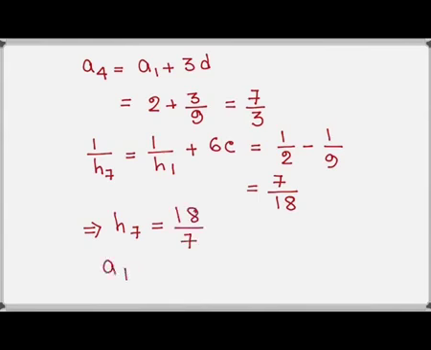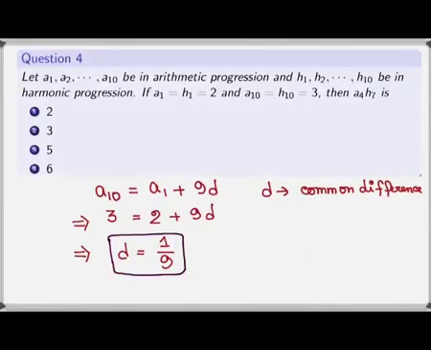Therefore the value of A4 into H7 is 7 by 3 into 18 by 7, and this is equal to 6. So the value of A4 into H7 is 6, and hence the fourth option is correct.